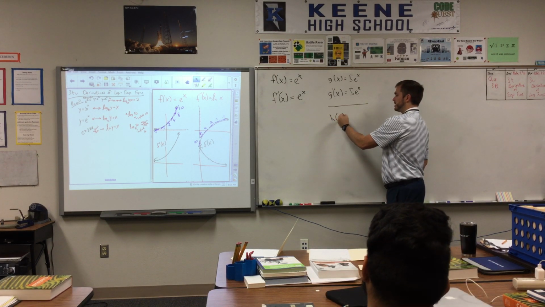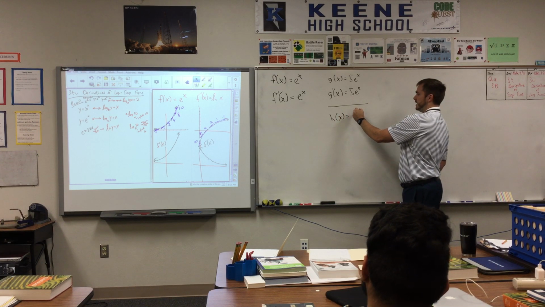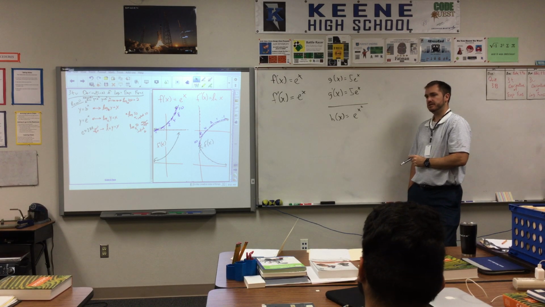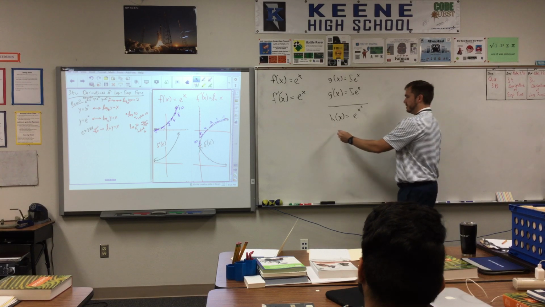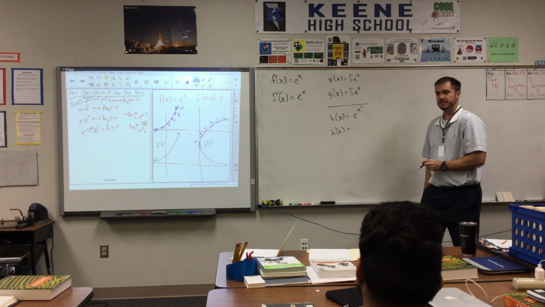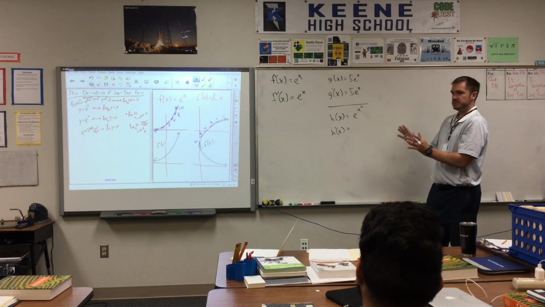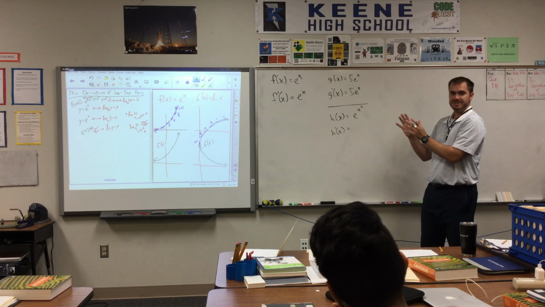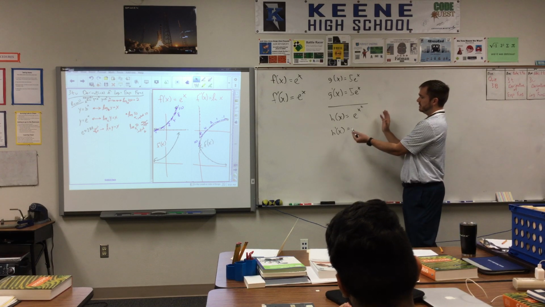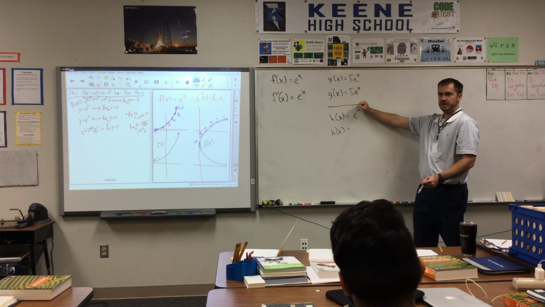What if we did something like this? I've got h of x equals e to the x squared. What about that? Would it be 2 e to the x? No, not quite. Because we have to look at this as a chain rule. Outer function, inner function, okay? The outer function is e to the blah.